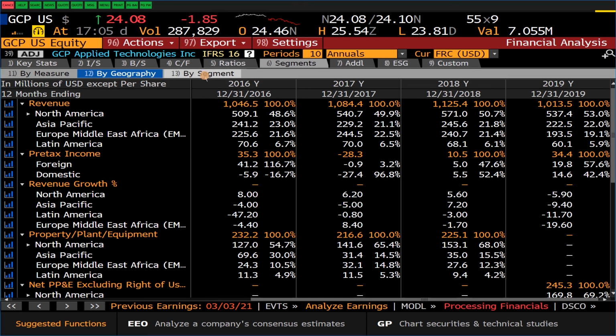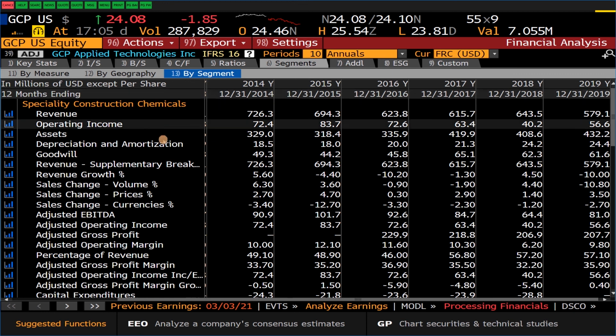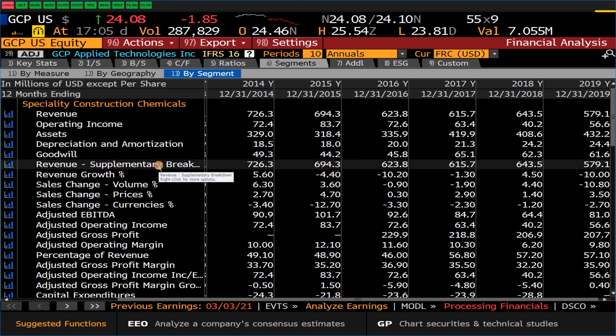On the By Segment tab, again, you see major financial items reported such as revenue, gross profit, EBITDA, assets, and goodwill broken down by segment. This is all information that comes from the company's 10Q or 10K. So if you need to perform any additional research, you should be able to find additional commentary in the filings, and specifically in the MD&A section, where a company is required to discuss its operating segment performance.